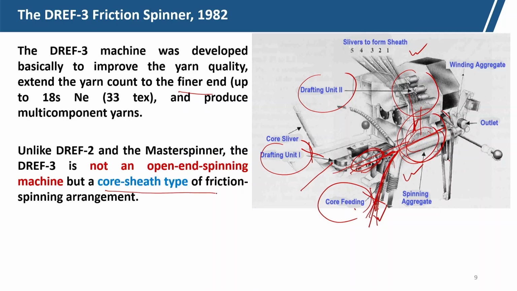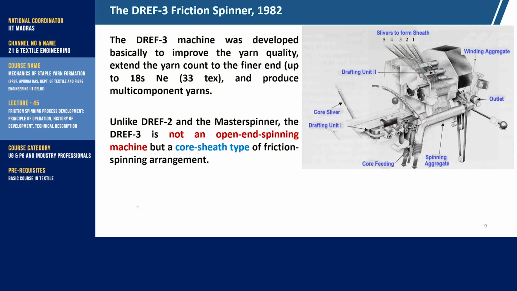This is the core-sheath type of friction spinning; it is not open end friction spinning. So we should not get confused. DREF 2 is open end spinning, but DREF 3 is a core-sheath type friction spinning.